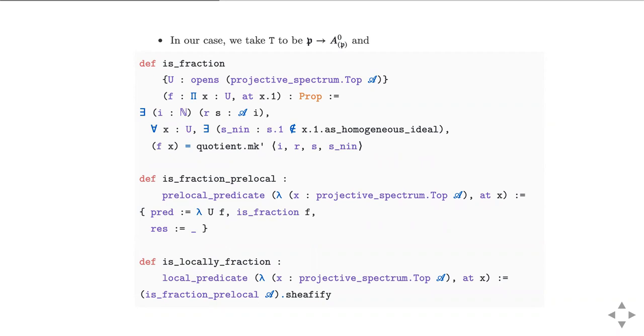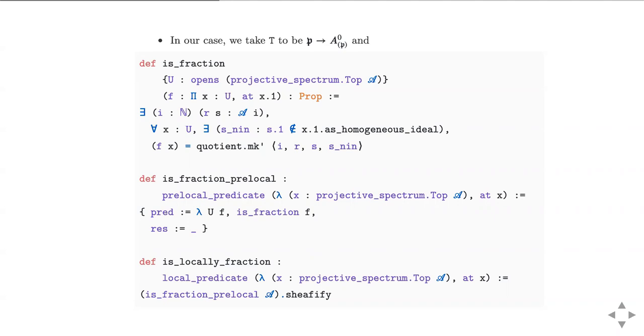So we take T to be the homogeneous localization operator. Should I call it operator? And the pre-local predicate is just that there exists a degree and a numerator and denominator such that locally this denominator is not in the prime, such that locally it is well defined and the value is always R divided by S.